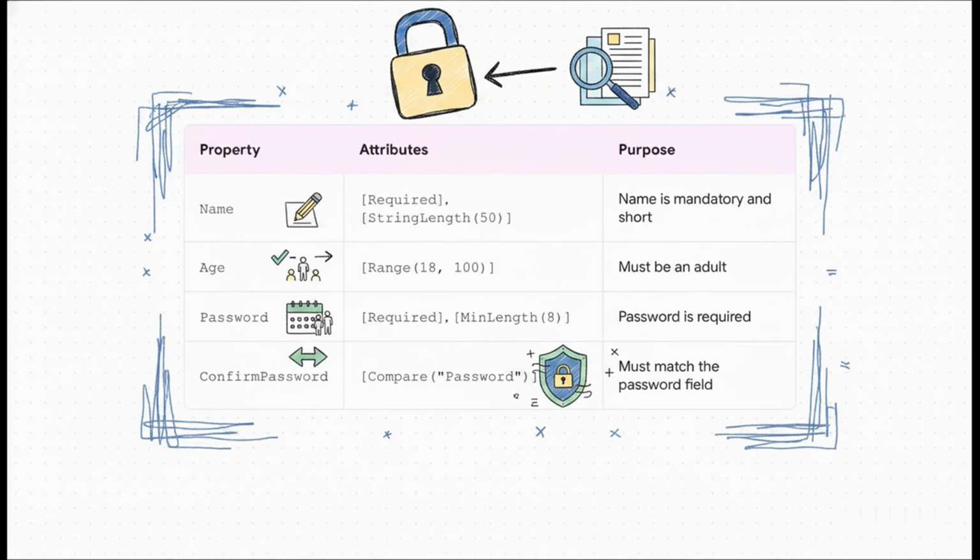All right, let's pull all of this together and see what it looks like in the real world. So here's a typical user DTO. Check this out. You can just stack the attributes right on top of each other. The name is both Required and has a StringLength. The age has a Range to make sure they're an adult, and this one's really cool. Look at ConfirmPassword. It uses Compare to make sure it matches the other password field. See? So clean, so readable. This is how you build powerful validation with hardly any code.